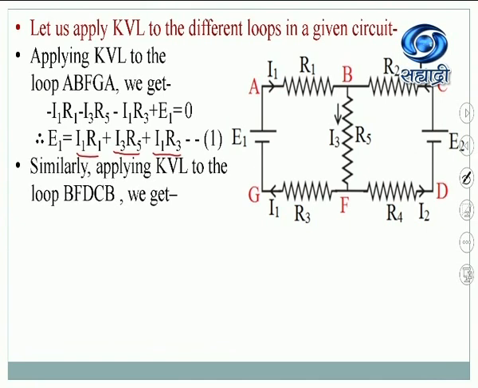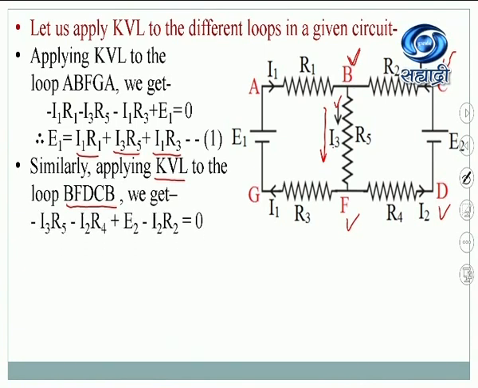Okay. Now, similarly, applying Kirchhoff's voltage law to this another loop B, F, D, C, B. This B, F, D, C and again back to B. Now see, how can we do this? When we are going from B to F, that means again we are going in the direction of current. So I3 R5 must be negative again. See here, minus I3 R5.